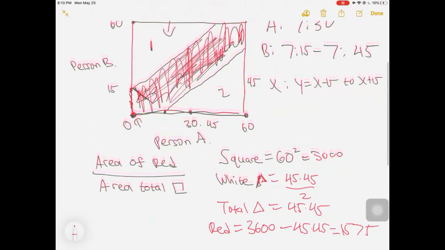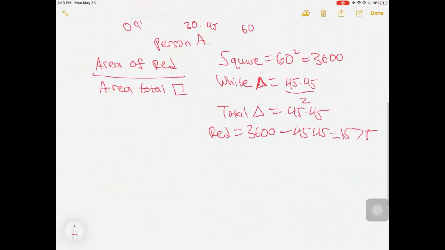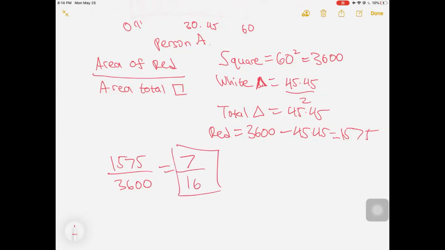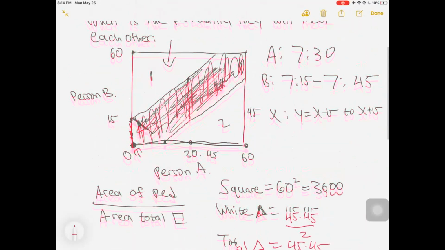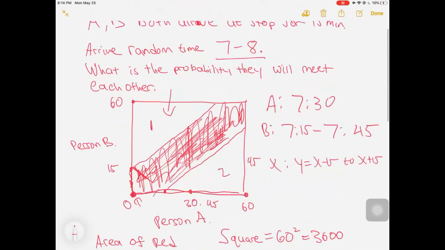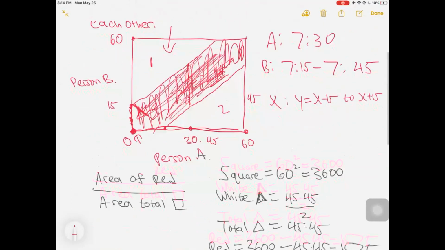So now what we do is we just divide the area of the strip by the area of the total square, which is 3600. And then we get, let's see, 7/16 once we simplify everything. So this basically shows us that the probability of them two meeting is 7/16.